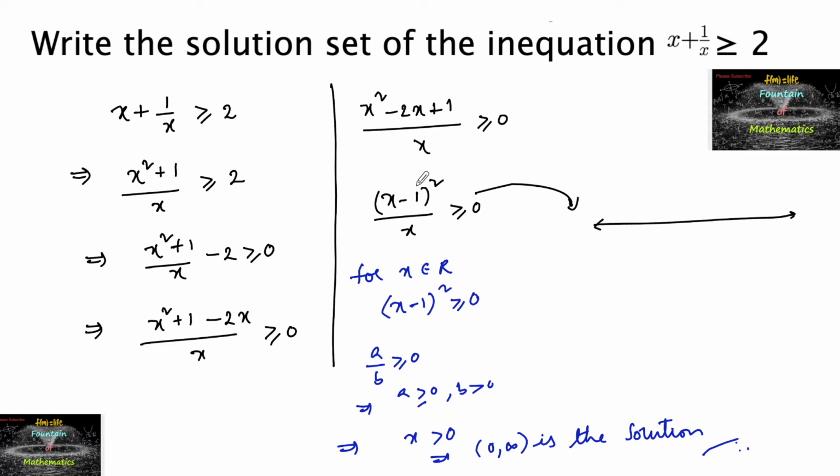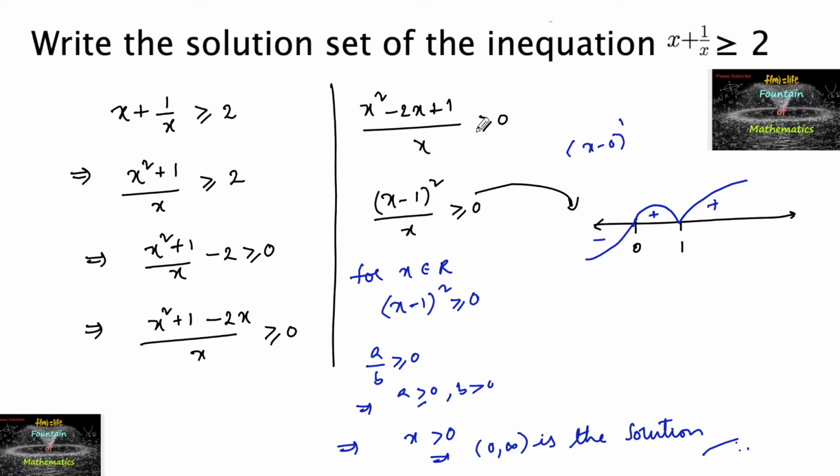Take the roots for the numerator part, x minus 1 whole square, so that is 1, a repeated root, and the denominator x, we can say x minus 0, so 0. Start taking the curve from the right side, and at x equals 1, since the power is even, it will remain on the same side, positive only. And again at x equals 0, since it is an odd power, that is x minus 0 whole power 1, it changes from positive to negative.